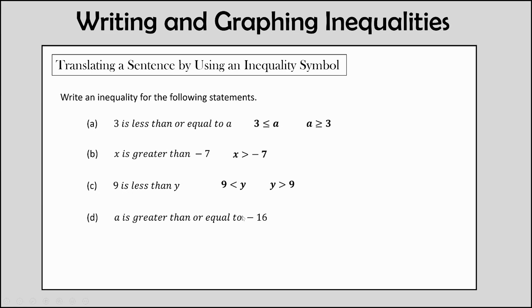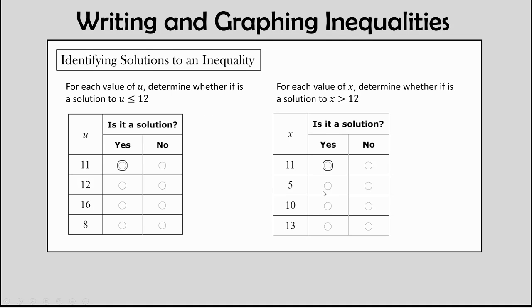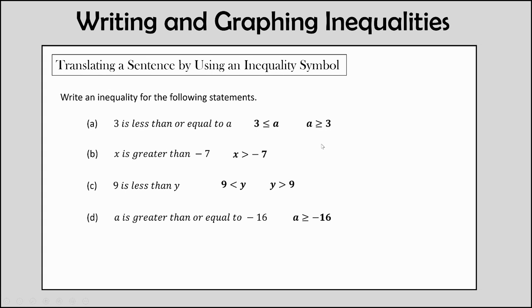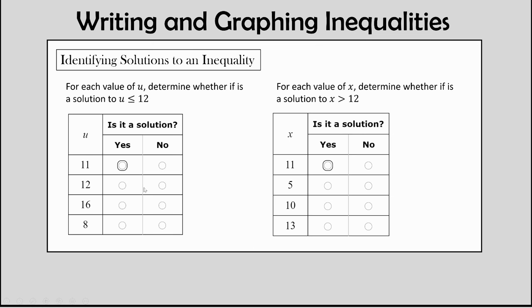A is greater than or equal to -16, exactly as it looks. A is greater than or equal to -16. I did want to just show you how we can switch the two sides here. You can do that with any inequality. If you switch the sides, you got to switch the symbol. Okay. All right, little application.